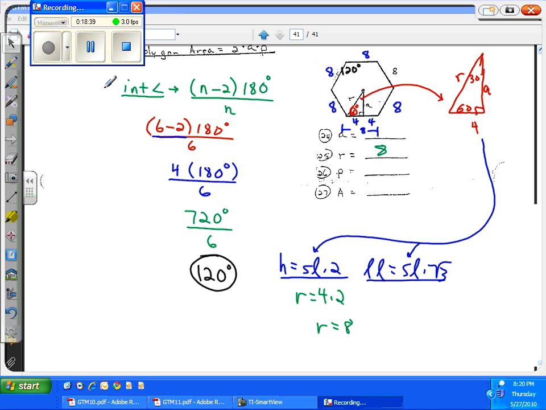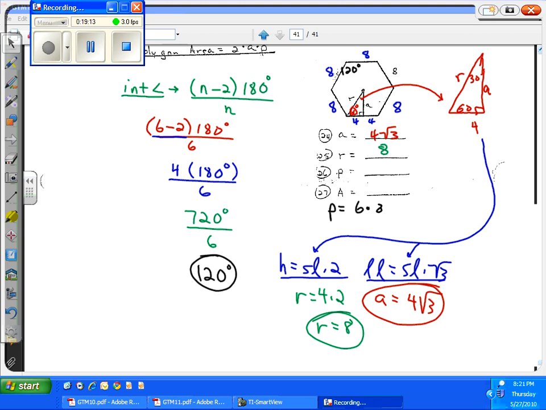The apothem, which is the long leg, is equal to the short leg, which is 4, times the square root of 3. So the apothem is 4 square root 3. Radius, 8. Perimeter: the perimeter, the distance around, is the sum of the sides. There's 6 sides at 8 apiece, so the perimeter is 48.